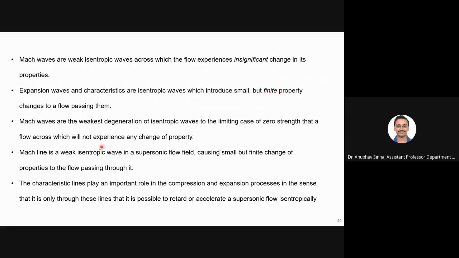Mach waves are the weakest. They are the weakest waves that you see in isentropic flow, with a limiting zero strength, so the flow crossing them will not experience any change in property. Whereas a Mach line is also weak, but it will cause a finite change. So that is the difference. Mach waves cause almost zero change, but a Mach line has some change to the flow properties passing through it.